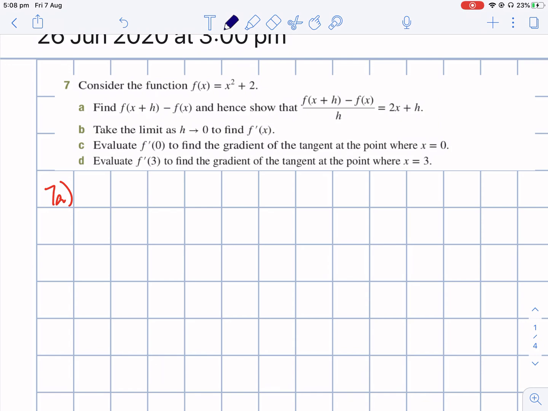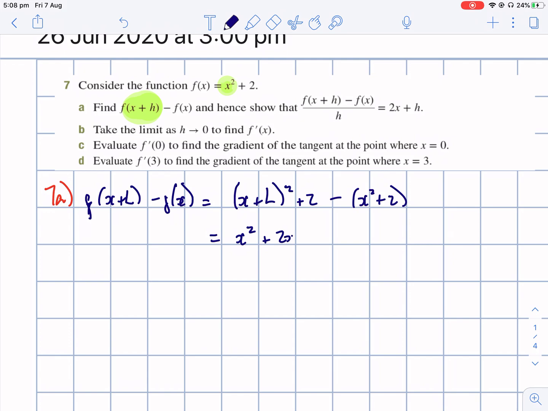F of x plus h: take f of x, literally replacing the x with x plus h. So instead of x squared plus 2, I've got, well, I should actually write the question, f of x plus h minus f of x. So I would have found x plus h squared plus 2. Still got a minus that f of x, which is just the x squared plus 2. I haven't made any alterations to that, I'm just subtracting the whole thing. So that's x squared plus 2xh plus h squared plus 2.